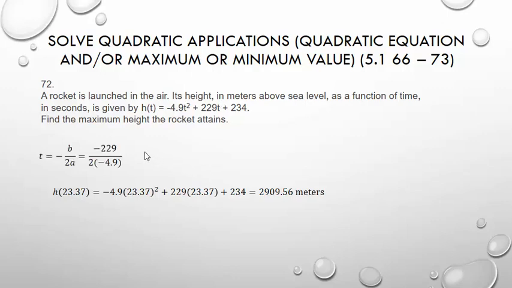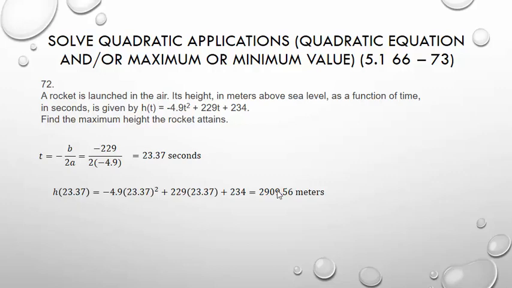So the t-coordinate of the vertex, the input coordinate, is negative b over 2a. So for this problem, that's negative 229 over 2 times negative 4.9. And if you compute that, you get a long decimal number. I rounded it off. 23.37 seconds would be the units. It says our time is in seconds and our height is in meters.